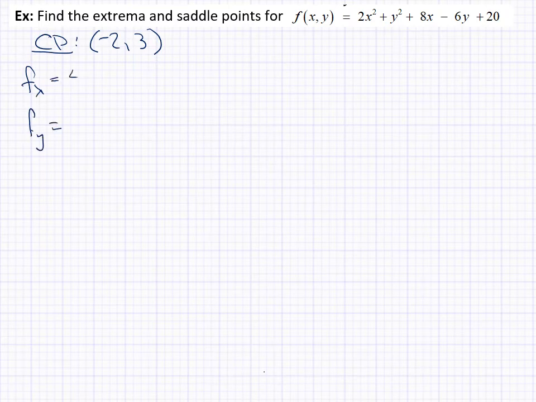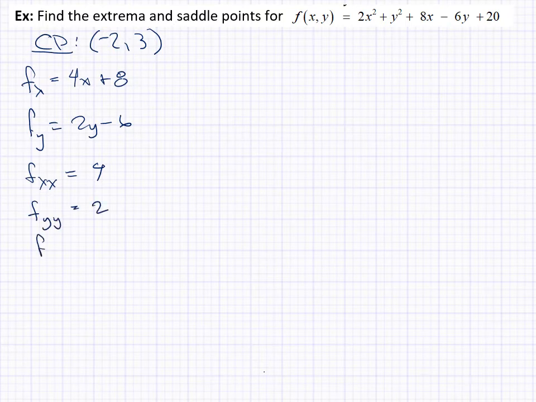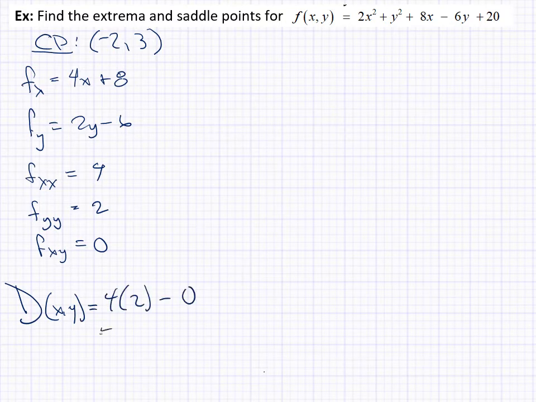So remember, f_x was 4x plus 8, f_y was 2y minus 6, f_xx is going to be 4, f_yy is going to be 2, f_xy is going to be 0. So my discriminant in terms of x and y is going to be 4 times 2 minus 0. Since all these are constants, it's actually just a constant. It's 8. That is positive. Regardless of what point I use, it's always going to be 8. It's a constant function. So the discriminant is positive.